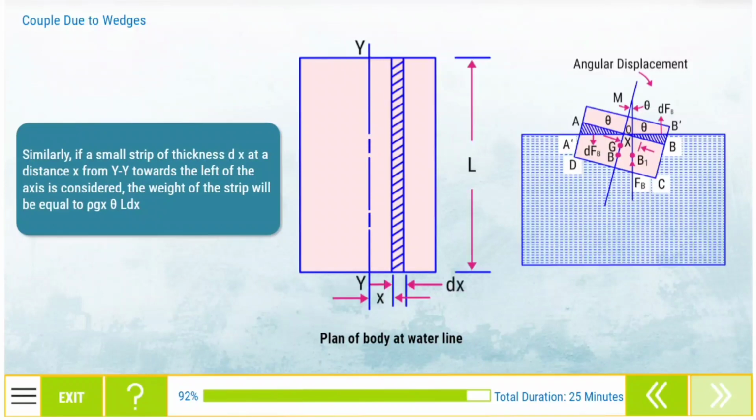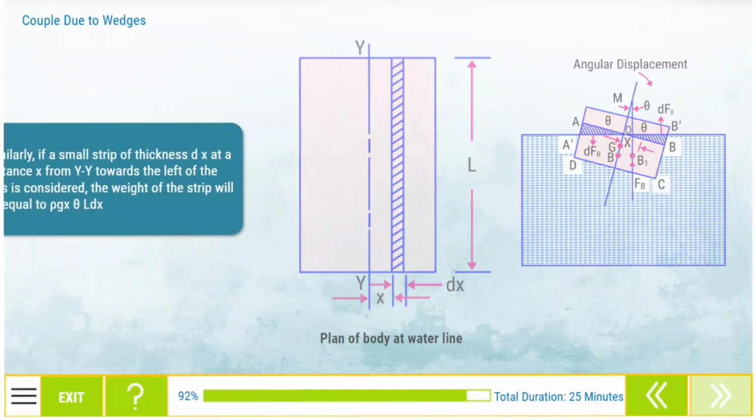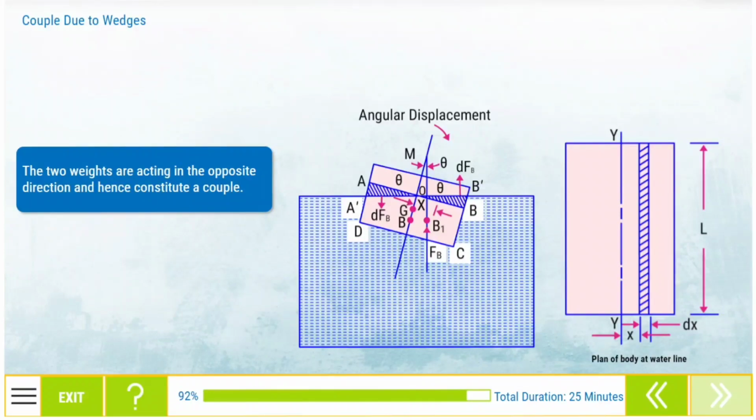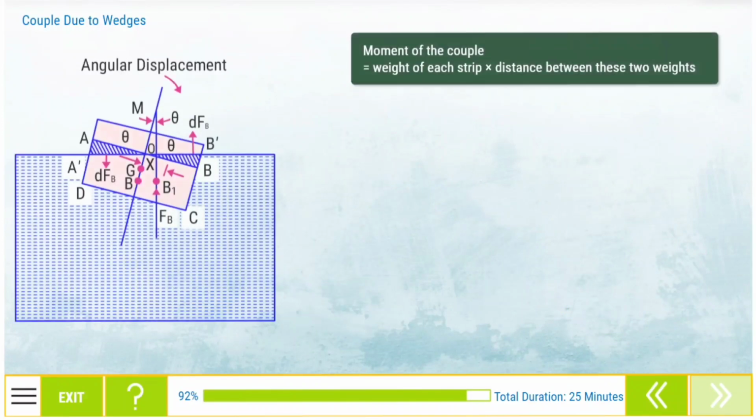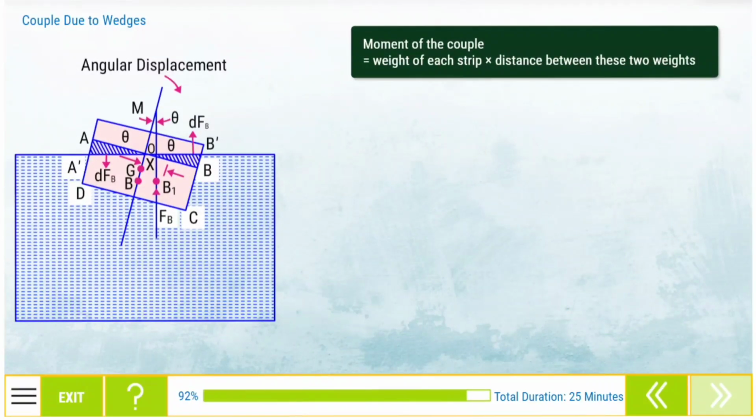Similarly, if a small strip of thickness dx at a distance x from y'y towards the left of the axis is considered, the weight of the strip will be equal to rho into g into x into theta into L into dx. The two weights are acting in the opposite direction and hence constitute a couple. The moment of this couple is equal to the weight of each strip into the distance between these two weights.